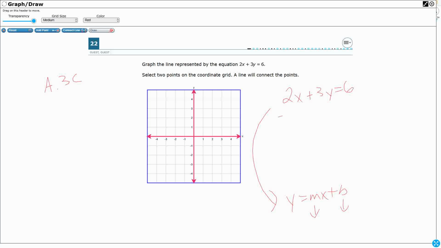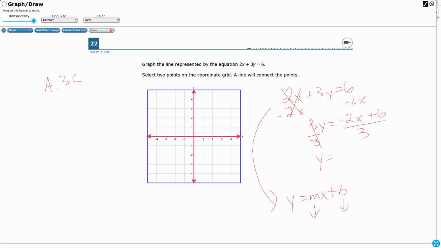So let's take 2x from both sides. All right, that's going to remove that. I'm going to get 3y equals 6 minus 2x. I'm going to go ahead and put my minus 2x plus 6. I want that first because that's the mx plus b. Then I need to divide both sides by 3. If I do that, I've got my y equals.